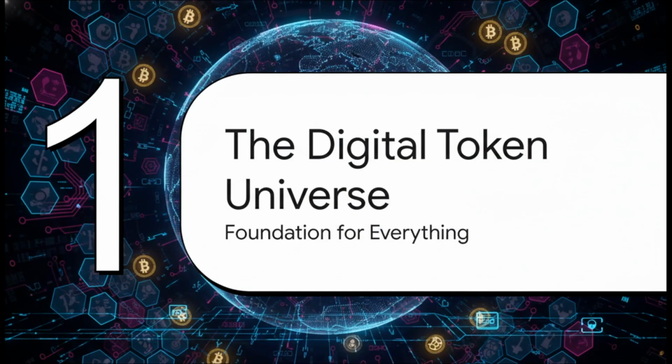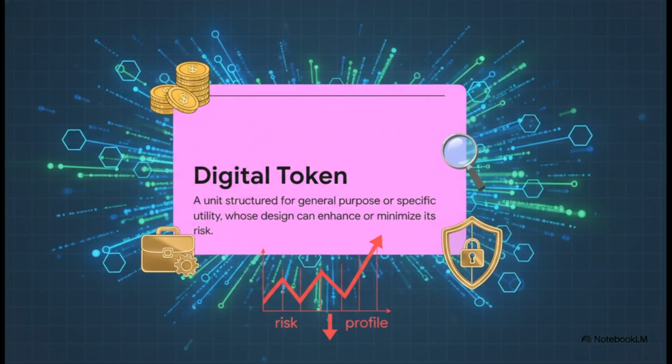Look, before we can even start comparing different tokens, we all need to be on the same page about what a token actually is. Getting this right is the foundation for, well, everything else we're going to talk about. So at its core, a digital token is just a unit of something on a blockchain. But, and this is a big but, it's not a one-size-fits-all kind of deal. They can be designed for a huge range of things, from simple business transactions to proving you own a one-of-a-kind piece of art. The key takeaway here is that how a token is designed is directly connected to what it's for, and, super importantly, its risk profile.